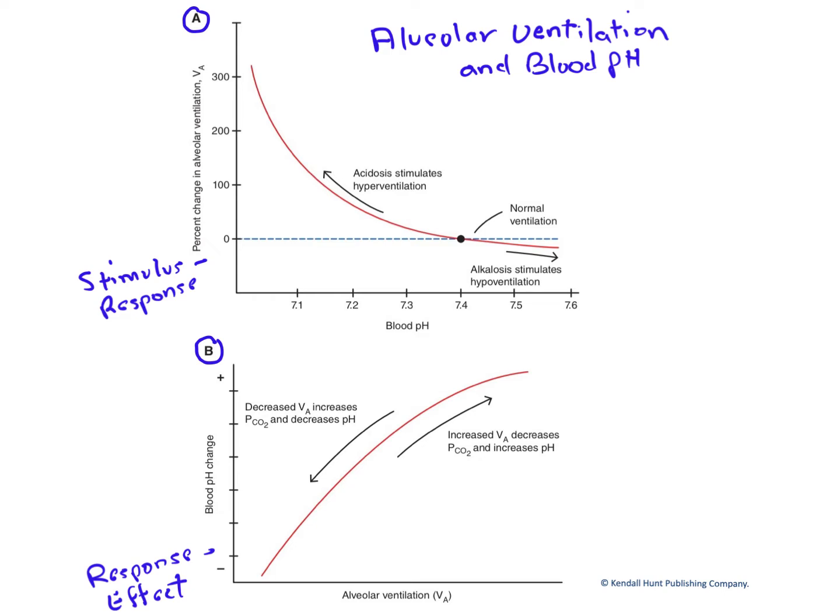Graph A is a plot of percent change in ventilation rate as a function of arterial blood pH. A really good way to think about this graph is to look at the dot right here. Normal arterial blood pH is about 7.40. Under those conditions, any signal sent to the brain indicates that blood pH is normal, and there's no resulting change in ventilation rate. And you can see the graph illustrates that. No change in ventilation, 0.